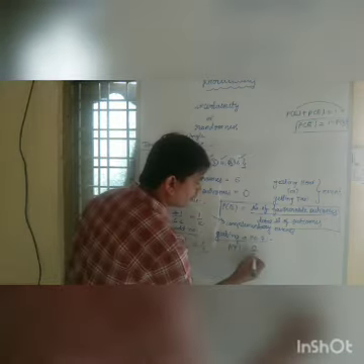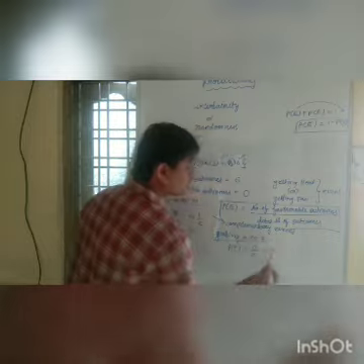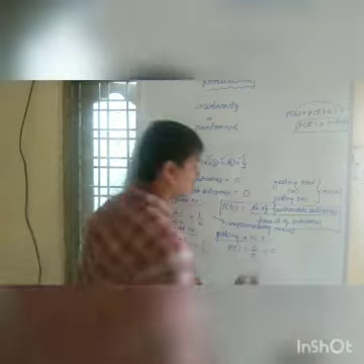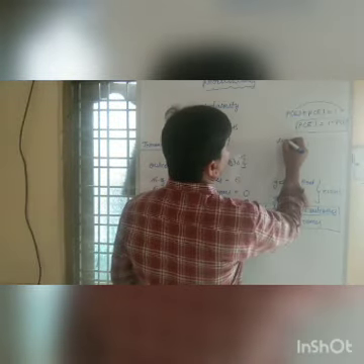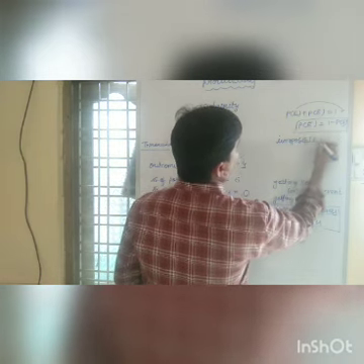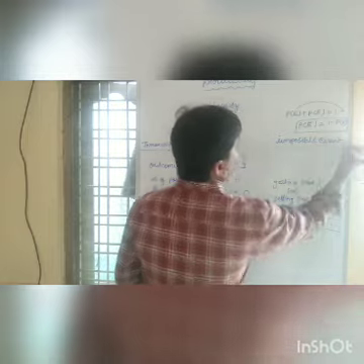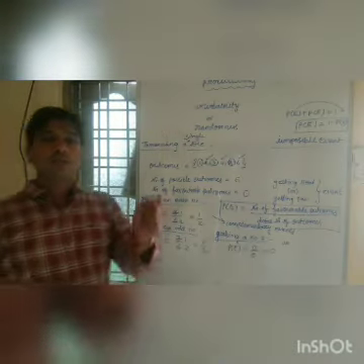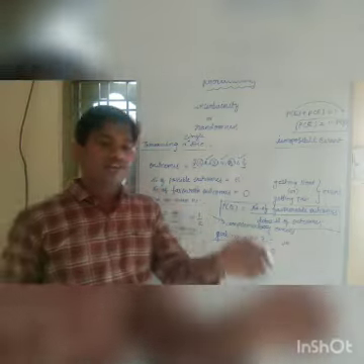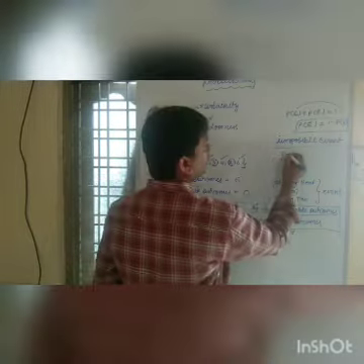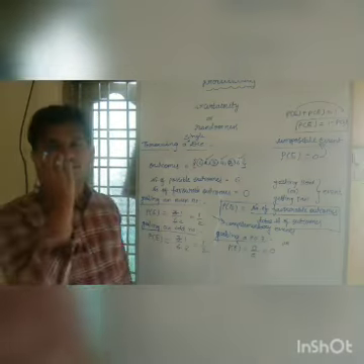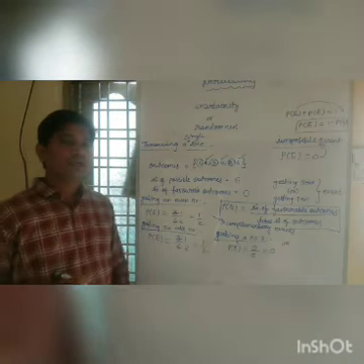Number of favorable outcomes is 0, total number of outcomes is 6. 0 by 6 is 0. So such an event is called an impossible event. Let me write here: impossible event. What do you mean by impossible event? I mean the probability of the event is 0. If P of E equals 0, such an event is called an impossible event.